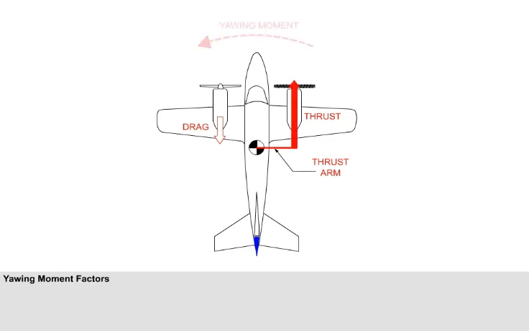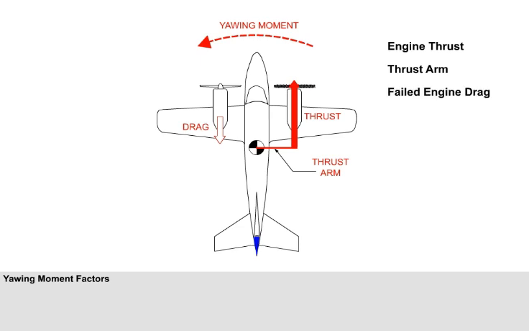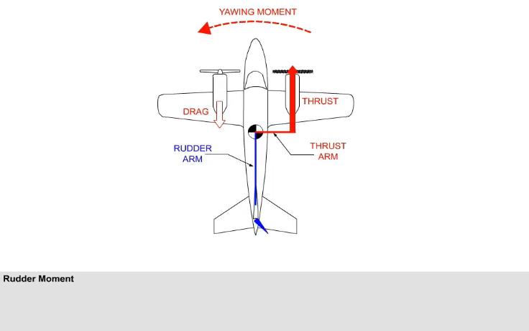The strength of the yawing moment will depend on three factors: how much thrust the engine is developing, depending on throttle setting and density altitude, the distance between the thrust line and the CG, the thrust arm, and the drag from the failed engine. If rudder is applied to counter the yaw, it will generate a moment which is the product of the rudder force multiplied by the distance between the rudder centre of pressure and the CG.